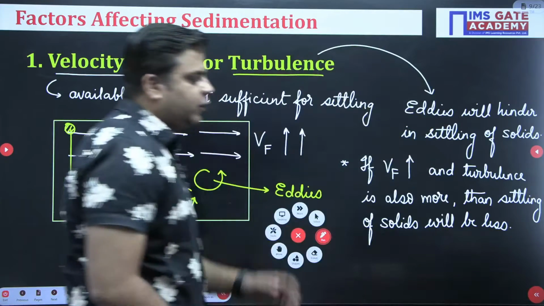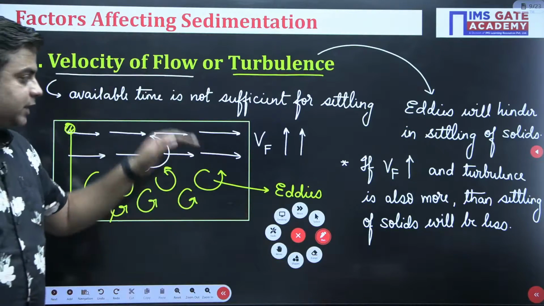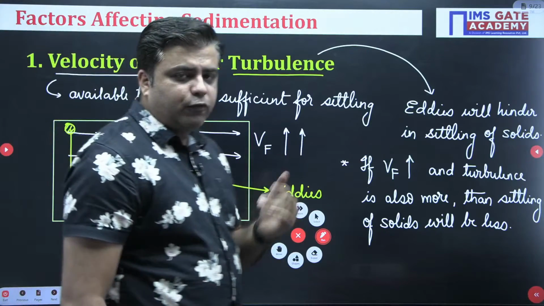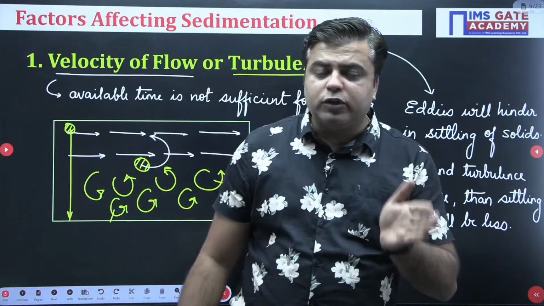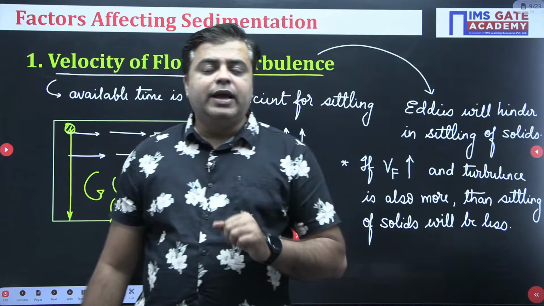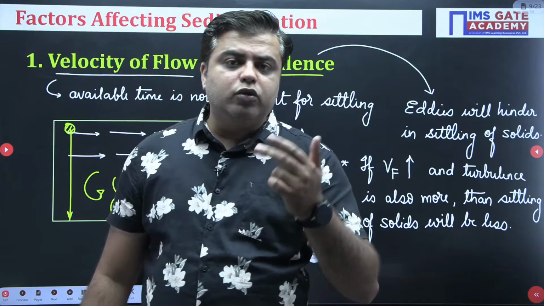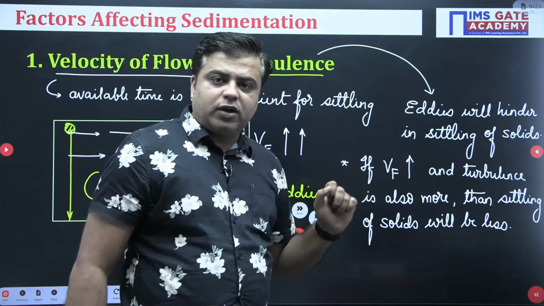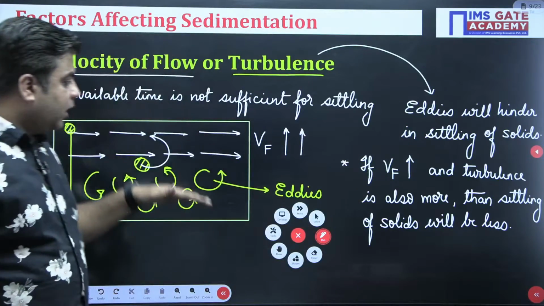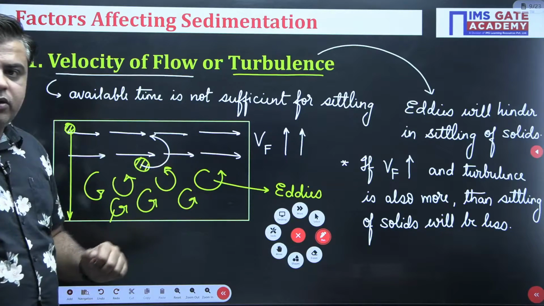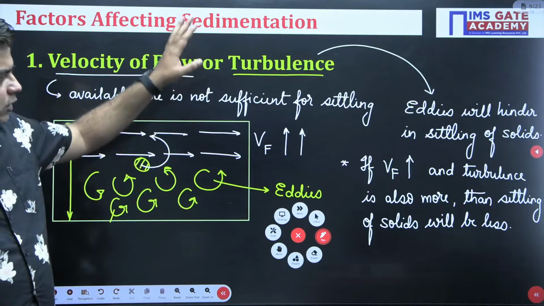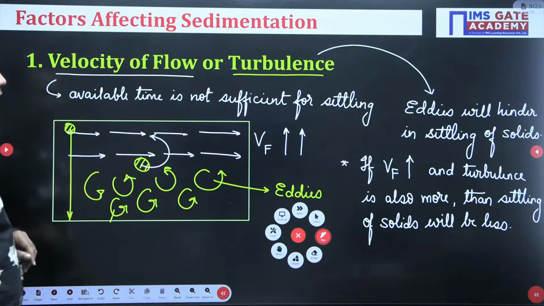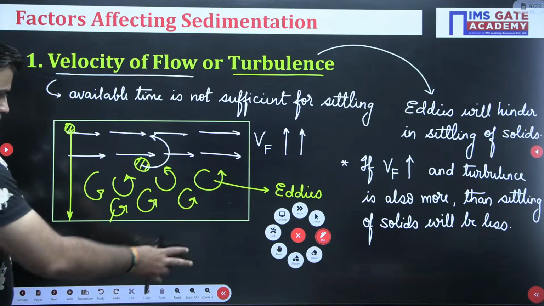Okay. So the first factor that affects the settling of the solid is velocity of flow and turbulence. If the velocity of flow is more, then the available time for settling is not there. And if turbulence is more, due to the production of eddies, these eddies will hinder the settling of solids and will not allow these solids to settle properly. So in both cases, the settling of the solids will be less. This is the first factor which affects the settling of the solids.